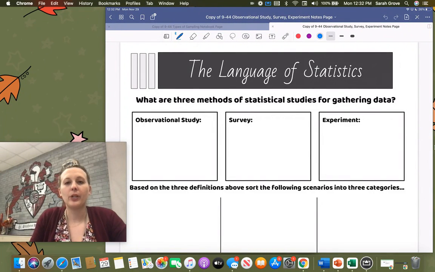Hey guys, we're going to do a quick overview on a statistics lesson. We got some definitions here about 3 different statistical methods for gathering data. So I just wanted to define each of these for you.